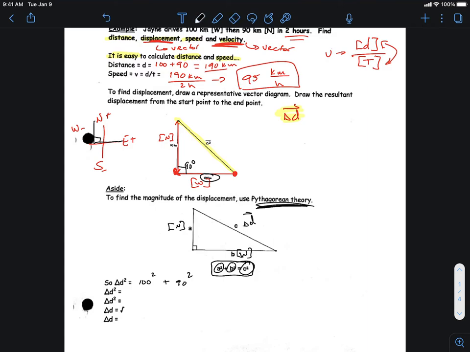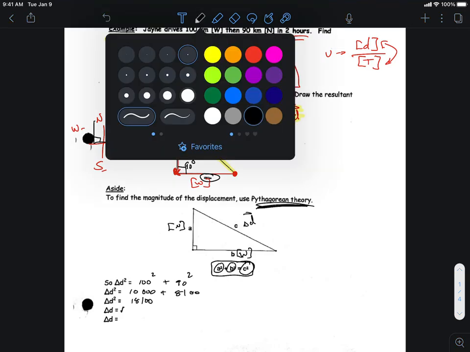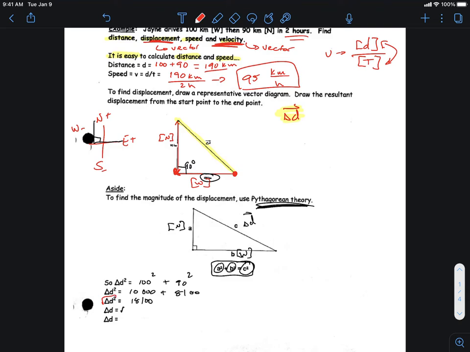Okay, so 100 squared should be 10,000, plus whatever 90 squared is, that's 8,100, right? And then we're going to get delta D squared is equal to 18,100. And then to find this, remember, to get rid of the squared on the left, we're going to square root. But what you do to one side, you have to do to the other. So you're going to get the square root of 18,100, and if you type that into your calculator, you're going to get the displacement, Jane's displacement, is 131.5 kilometers.